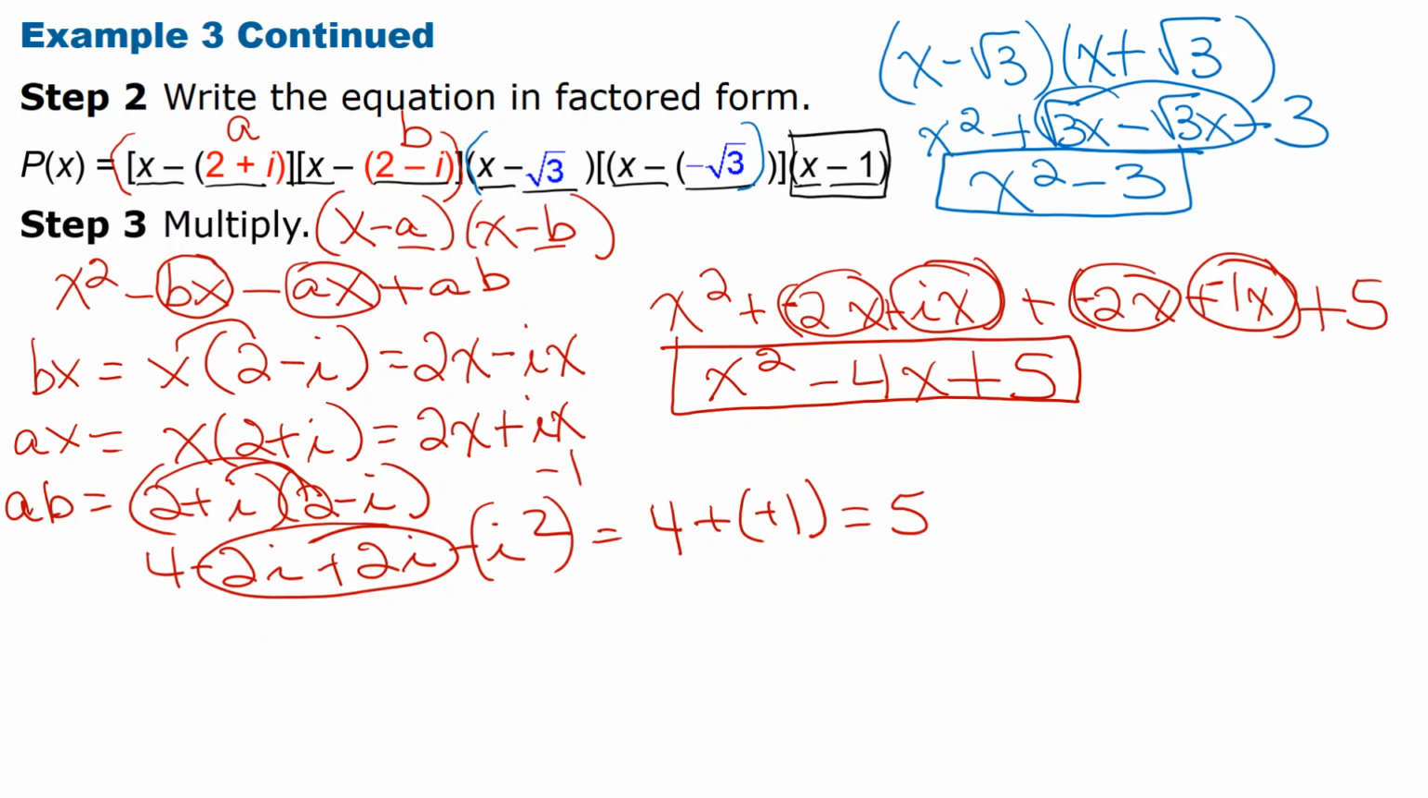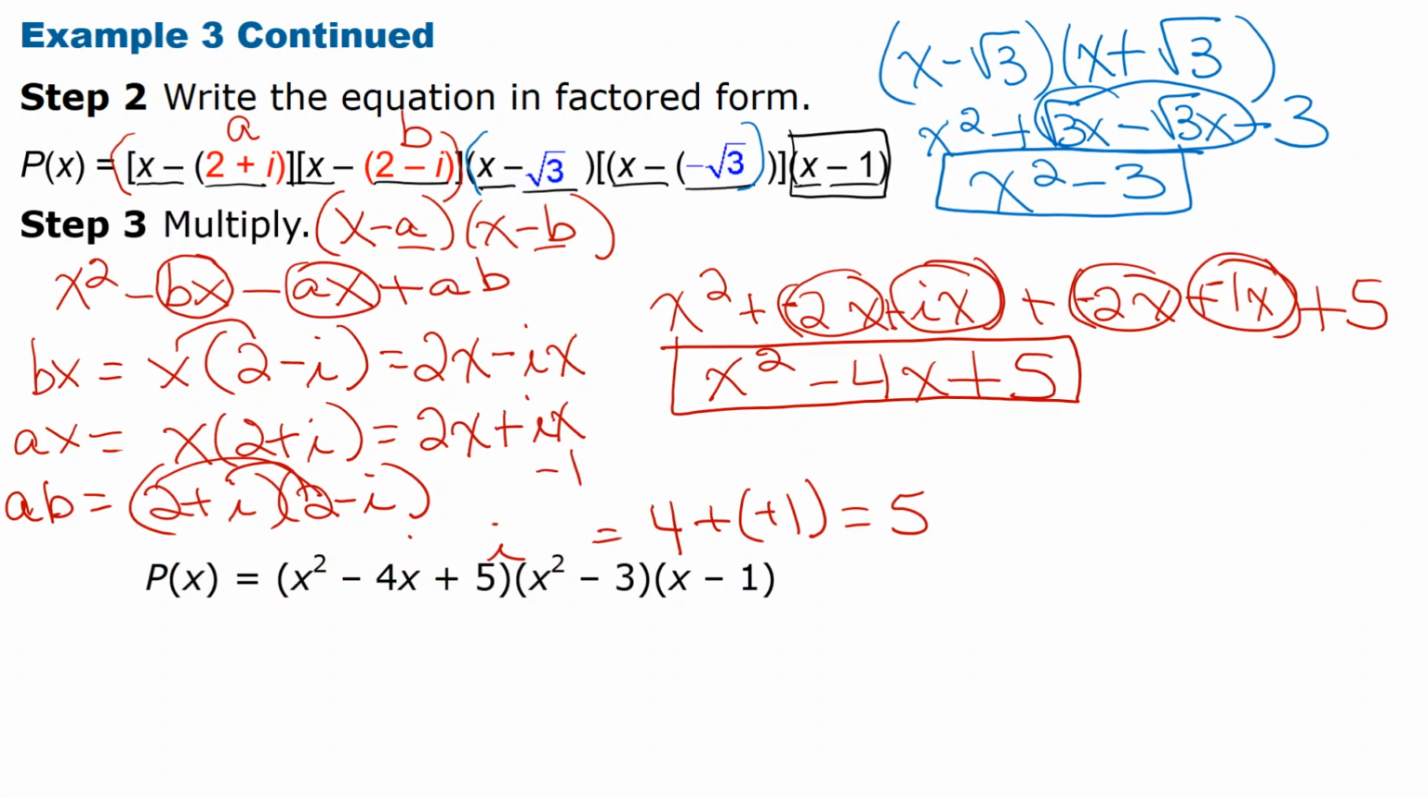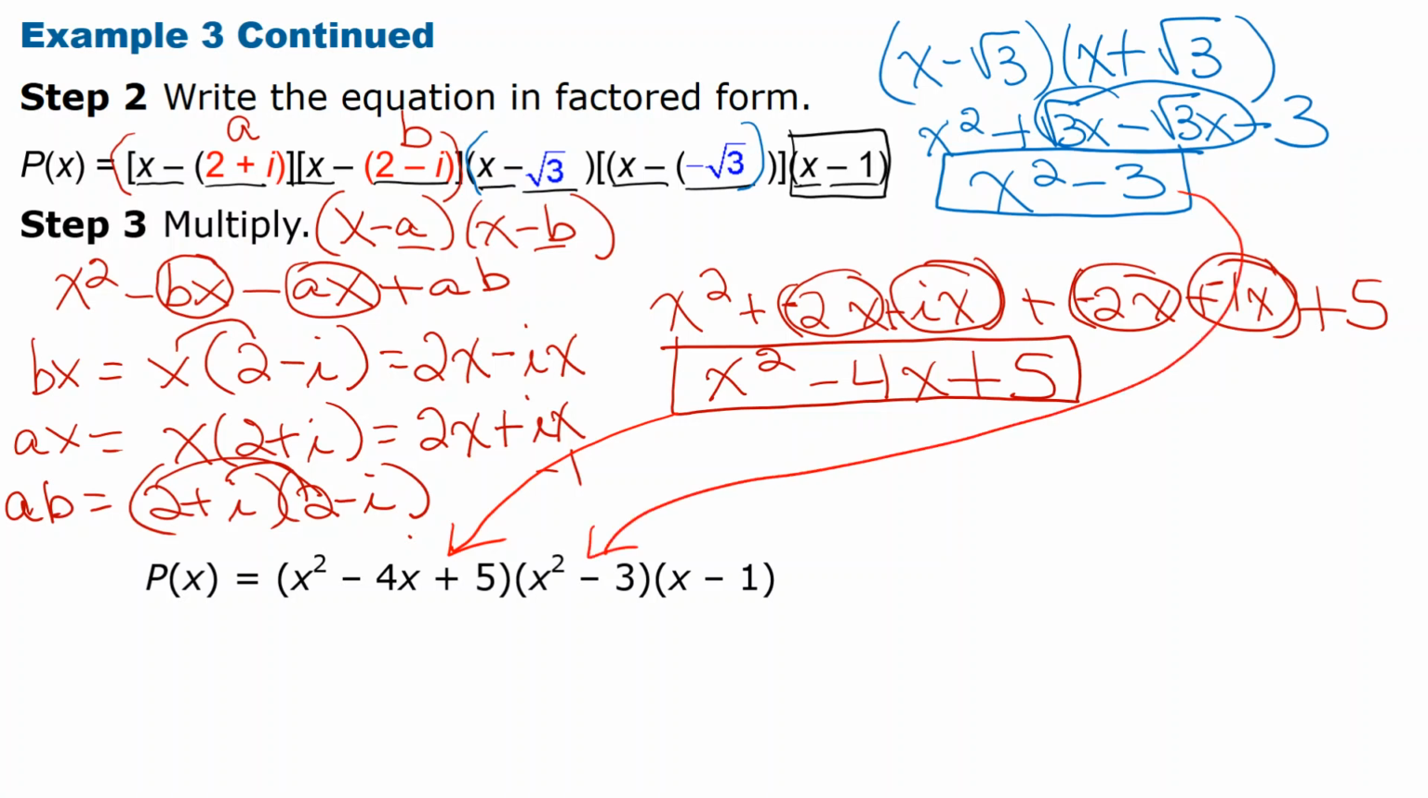All right, so what we need to do is just put them all together, and we're going to have to multiply them. I'm going to do that on the next page, but I'll go ahead and write that out. Let's see if I can clean this up here a little bit. Okay, so you can see that when we multiply all those pieces together, we have our x squared minus 4x plus 5 right here, and then our x squared minus 3 right here, and x minus 1 right there. All right, so next we have to start multiplying. So we're going to multiply those together now.